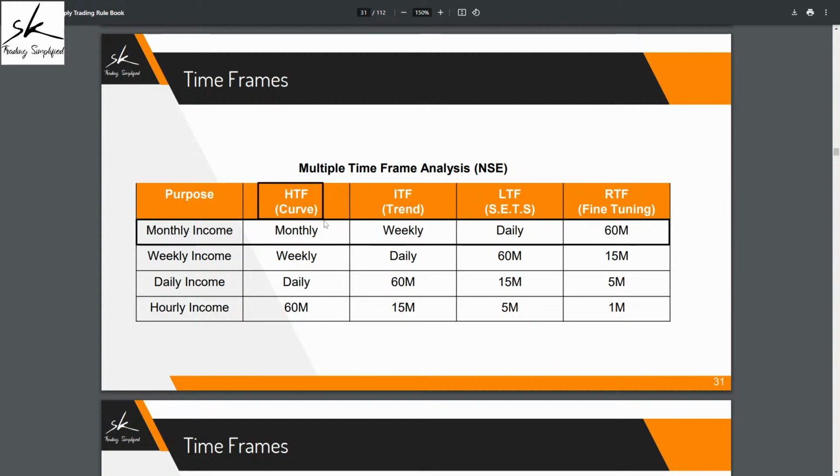Monthly is the higher time frame used for curve analysis. Weekly is the intermediate used for trend analysis. Lower time frame is daily. That is where we get our SCTS from. SCTS stands for stop loss, entry, target, and size.